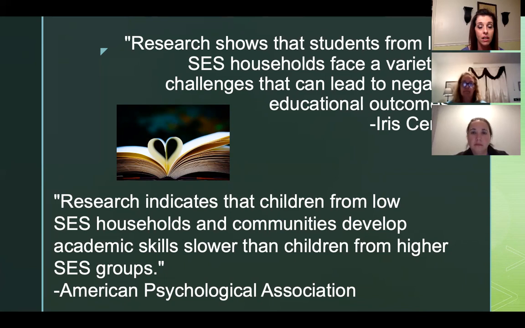And then the American Psychological Association also says that research indicates that children from low socioeconomic status households and communities develop academic skills lower than children from higher socioeconomic status groups, which coincides with what Ms. Clutton was just saying.